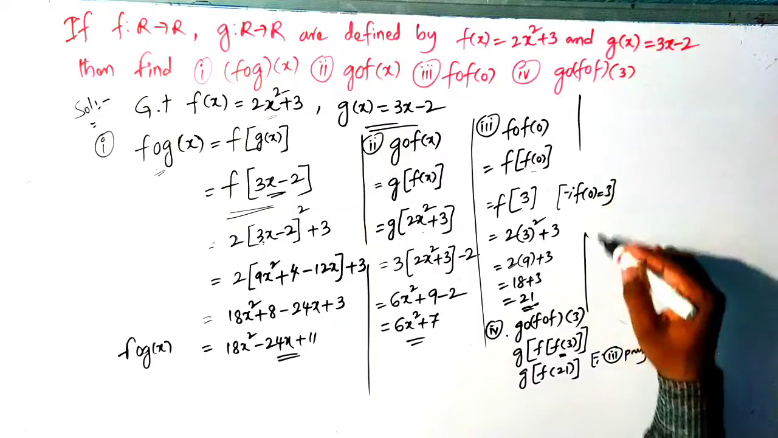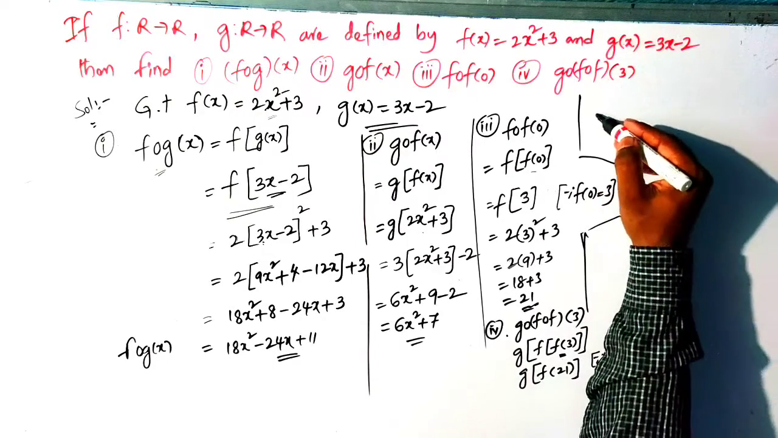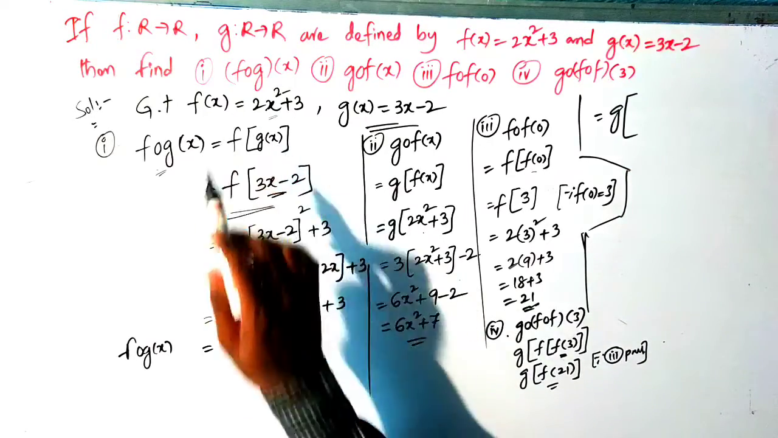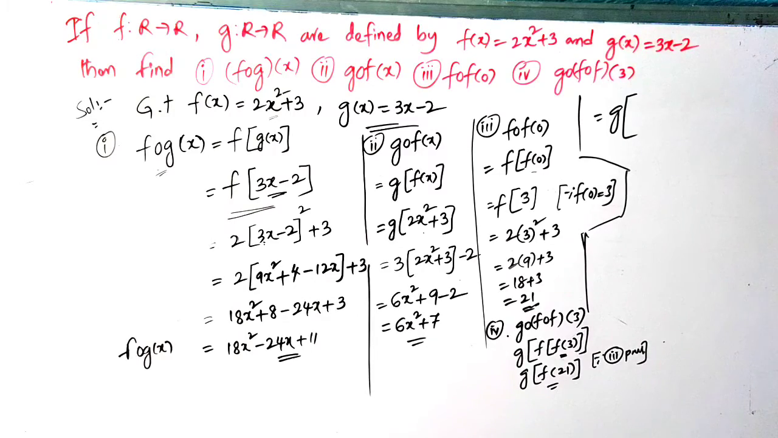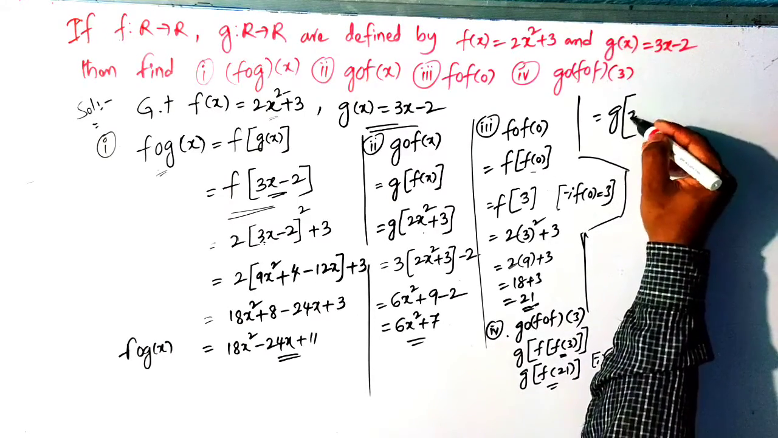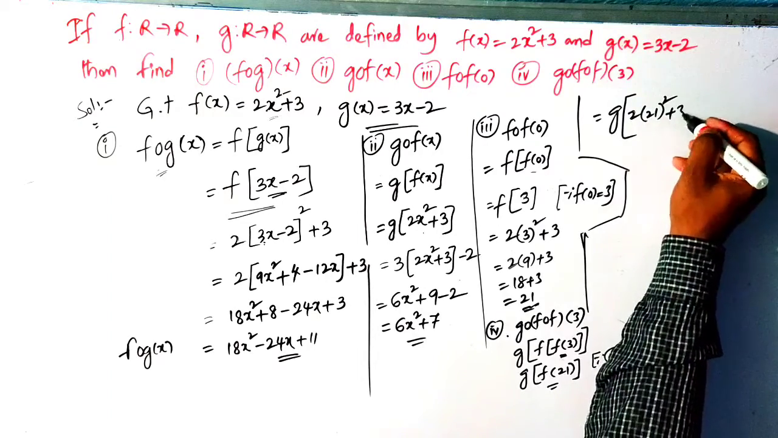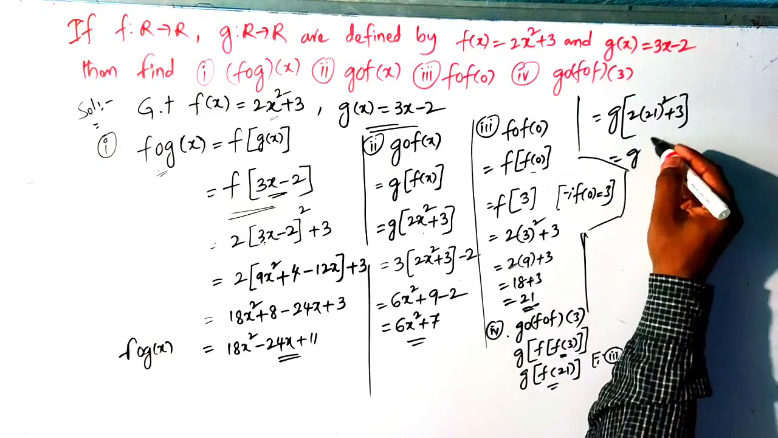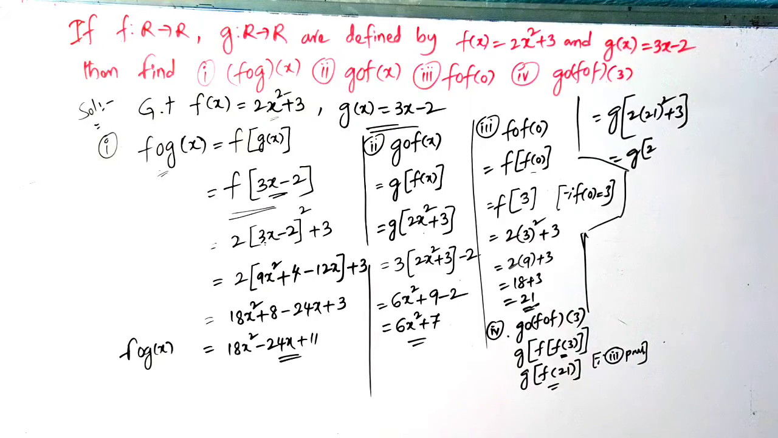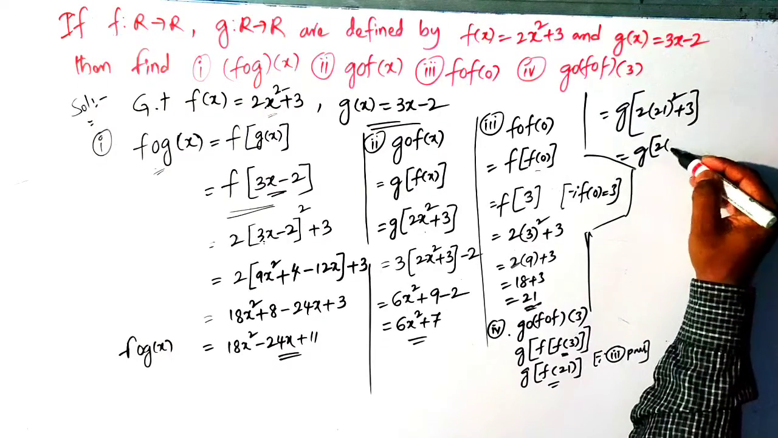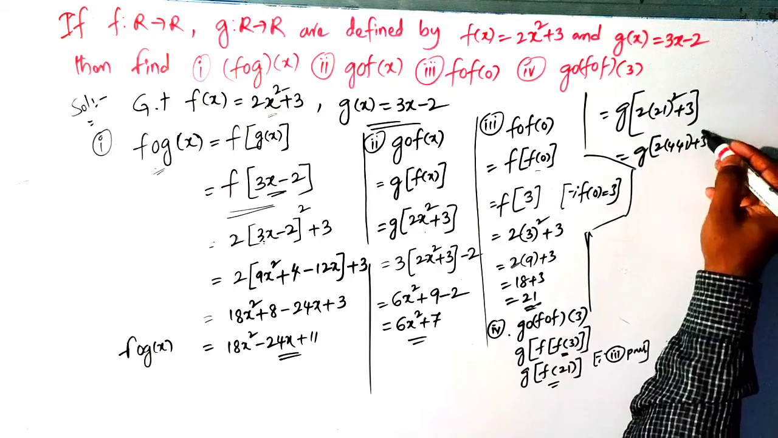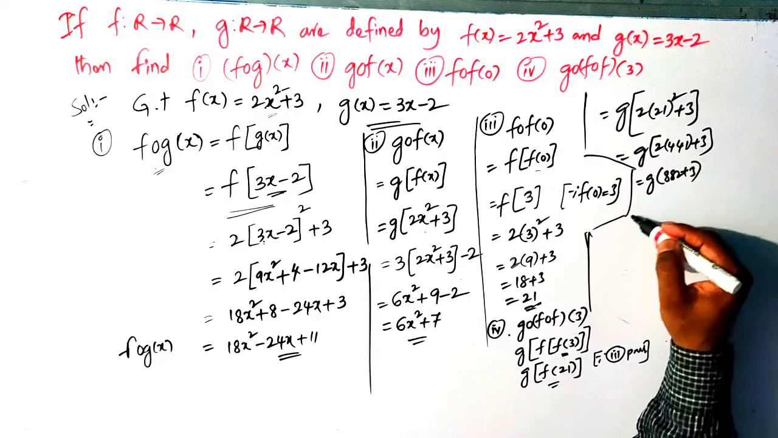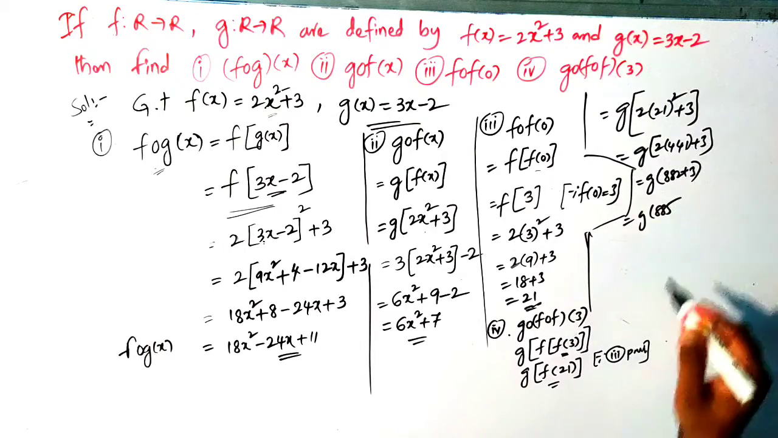So now g of f of 21 value we find out here. Given value f of x value. So in place of x what we substitute here? 21 we substitute here. So 2 of 21 square plus 3. So what we get here? g of 2 into 21 whole square. 21 whole square is 441, plus 3. So what we get here? 882 plus 3. So g of 885 we get here.